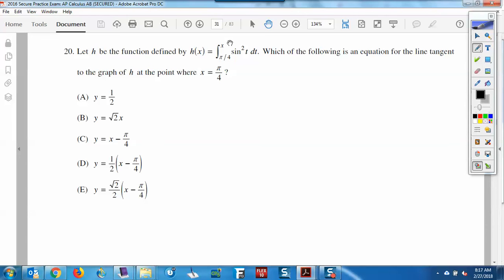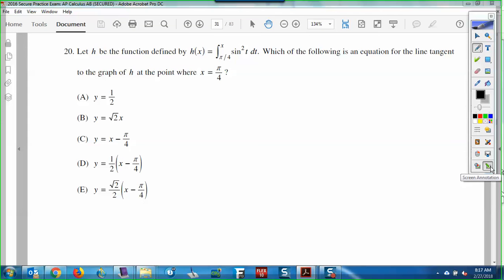Let h be the function defined by this, pi fourths x, that's how we're used to seeing it. Sine squared t, that's some function we can't find an antiderivative of. Which of the following is the equation for the line tangent to the graph of h at the point where x equals pi fourths? The line tangent to the graph of h. Well, tangent line, we haven't had one of those for a while.